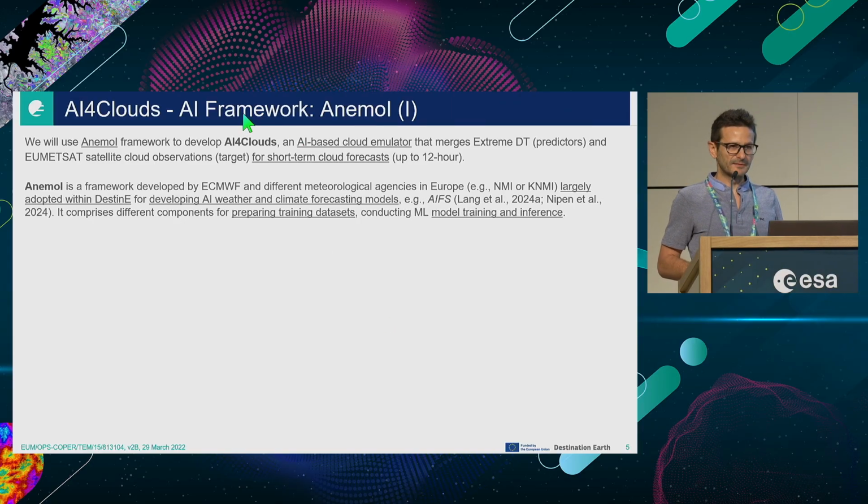Regarding the machine learning framework, we will use Anemoi. It's a machine learning framework created initially by ECMWF, and now it's co-developed by different meteorological agencies. And also it is well adopted within DestinE for developing this kind of machine learning weather and climate forecasting system. We've got the climate emulator poster in the back. What I mean here is that this framework is well supported and the community is growing, so we can really benefit from this framework.